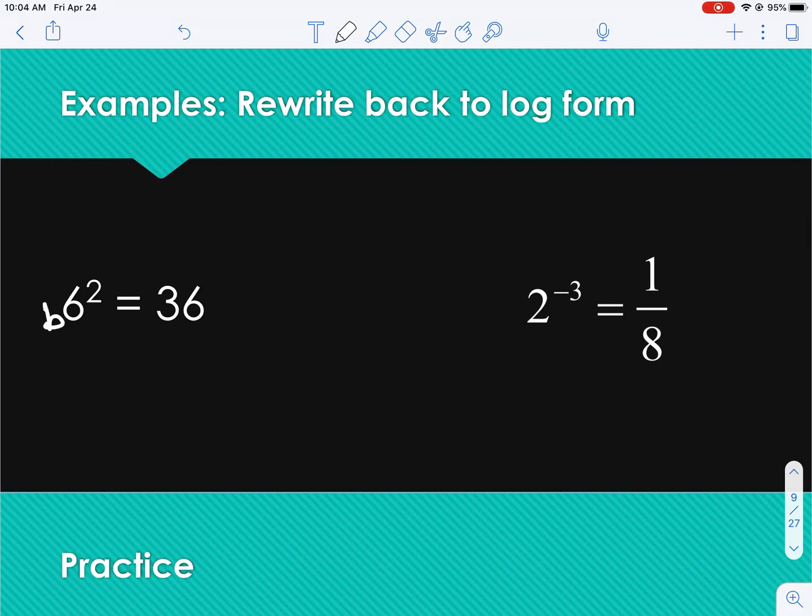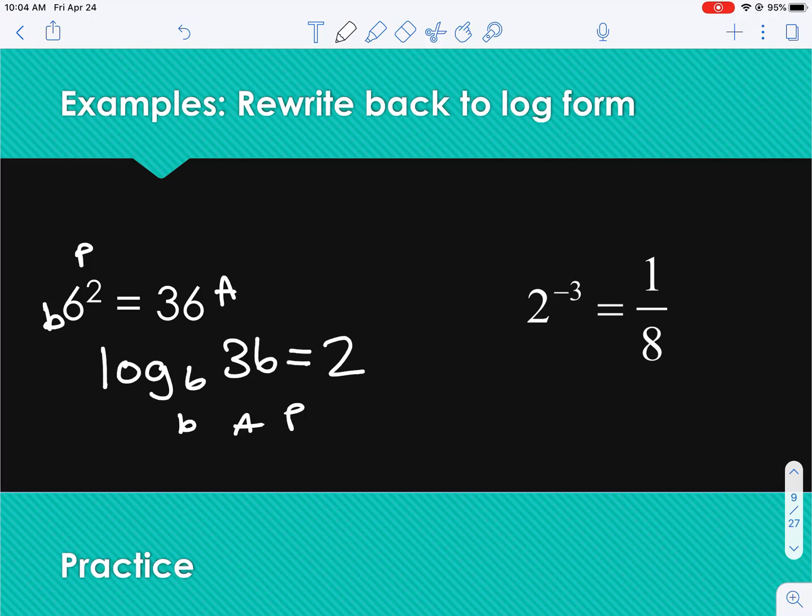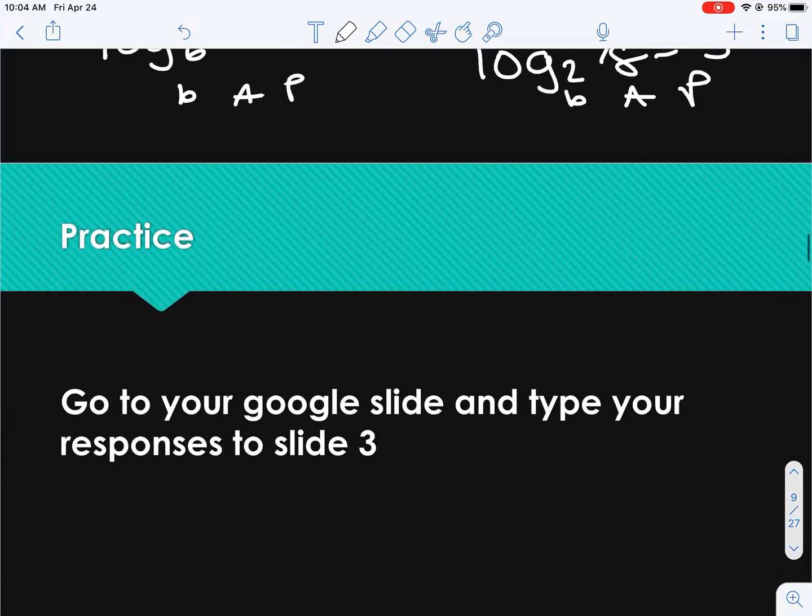Okay, here's some with some numbers. So remember, base, power, answer. So I got to go log. I want to go base, answer, power. So base is 6, answer is 36, and the power is 2. And remember, your log, the answer to the log is always the power. Okay, one last crazy one. Base, answer, power. So the base is 2, the answer is 1/8, and the power is -3.